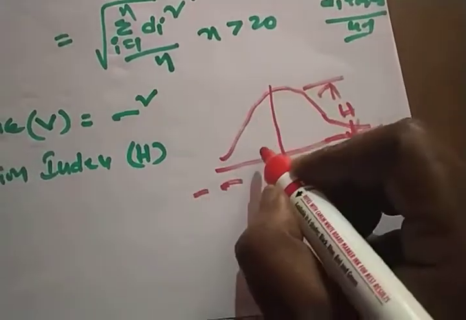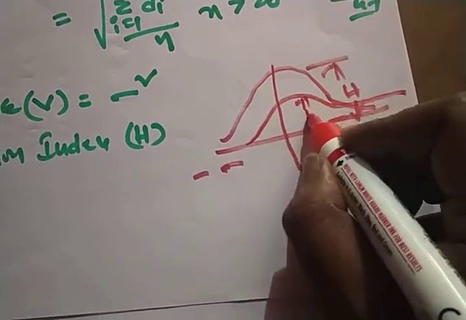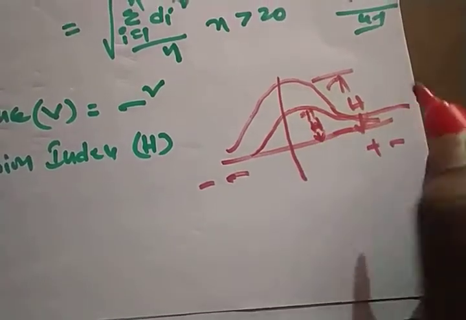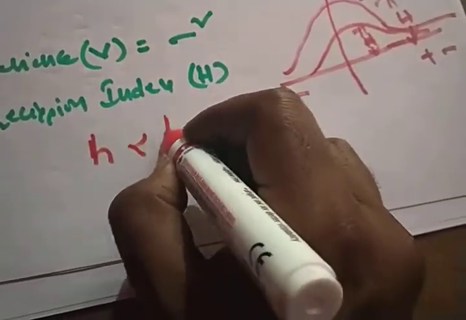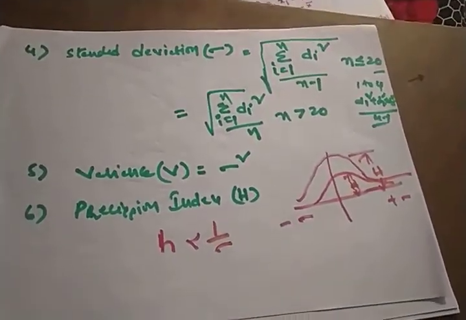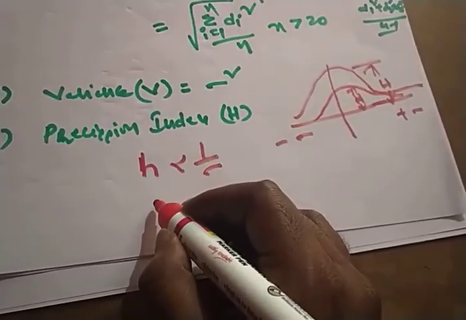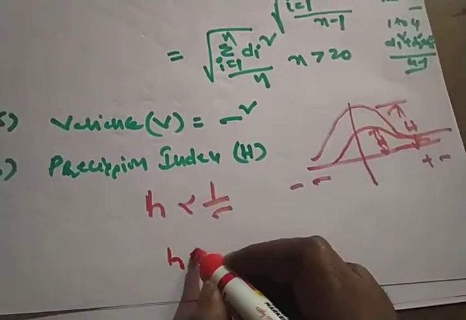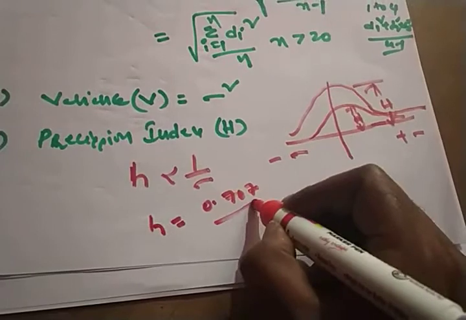If sigma increases, what happens to my height? The height is going to reduce. If sigma increases, the height reduces. So that means my precision index h is inversely proportional to sigma. Sigma means standard deviation. If you know the standard deviation, with that you can find the precision index. So exactly what is the formula for the precision index? h is equal to 0.707 by sigma.